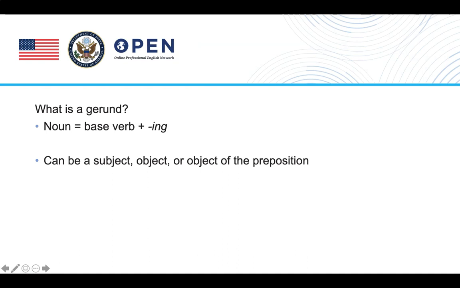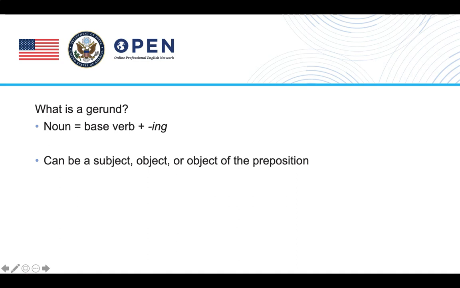For starters, we need to know what a gerund is. A gerund is a noun that is formed from a base verb and an ing ending. So, if you have a verb like take, add ing to get taking. Report, reporting. Write, writing, and so on.